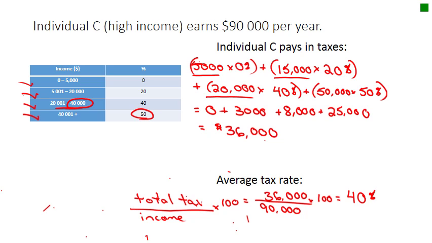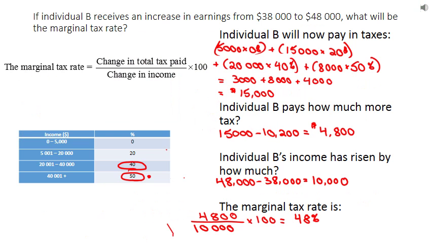So their tax bill is 36,000. Looking at their average tax rate, we've got total tax paid over income times 100. So we've got the 36,000 over the 90,000 times 100. And we end up with 40%. So once again, we can see that a higher proportion of their income is being paid in taxes, and so it's a progressive tax, as we pointed out last time.